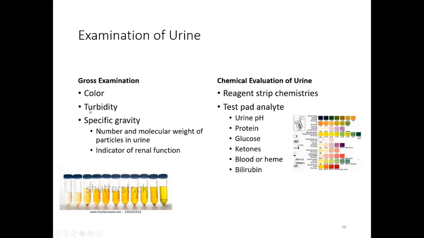So gross examination, looking at color, turbidity, specific gravity, which is the number and molecular weight of the particles in the urine, and this indicates, as I said, renal function. The chemical evaluation of the urine, this is something that you buy, it should be in your inventory. Reagent strip chemistries often test for urine pH, protein, glucose, ketones, blood or hemoglobin, and bilirubin. So these can be really important.